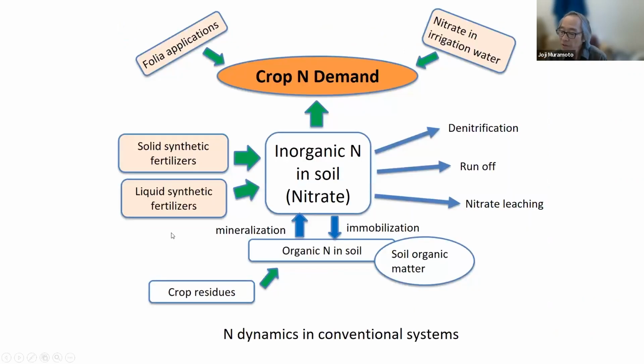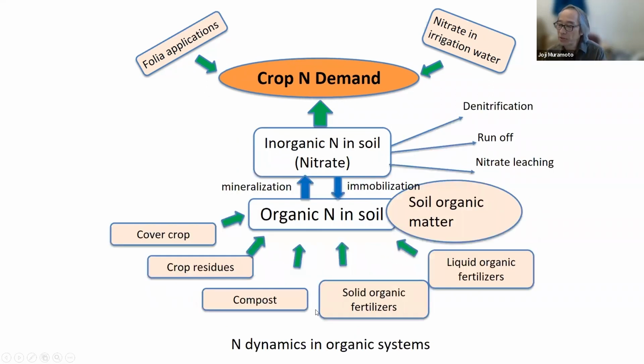This shows the nitrogen dynamics in conventional systems. Crop nitrogen demand is usually fulfilled by synthetic fertilizers, mainly in inorganic, plant available form. So it can provide plant available form of nitrogen quickly, but if you apply too much, it might be lost to the environment.